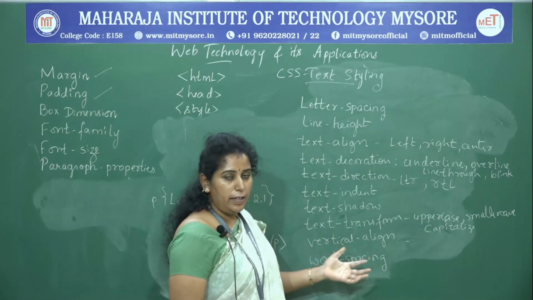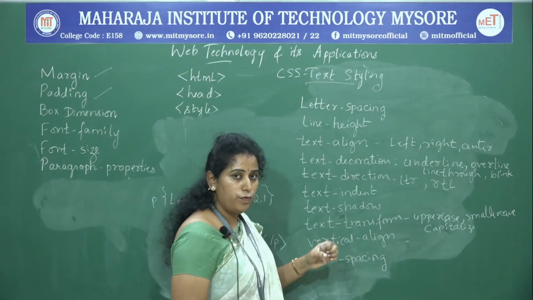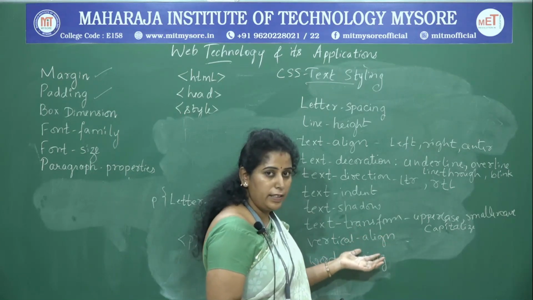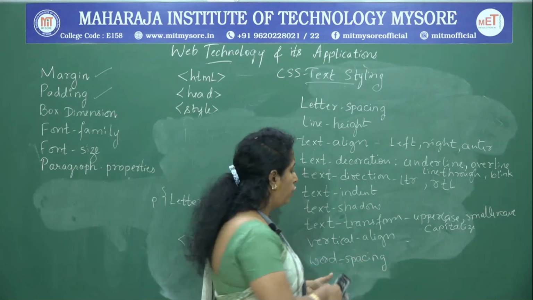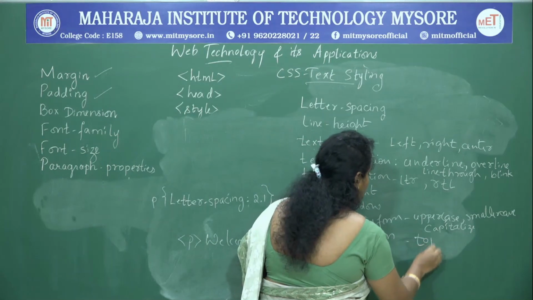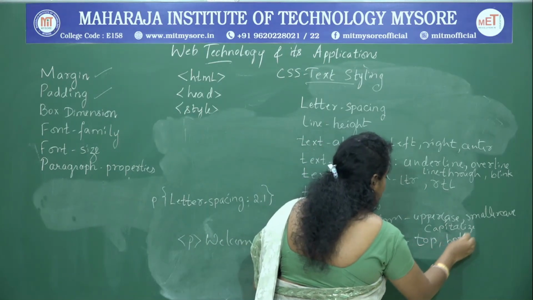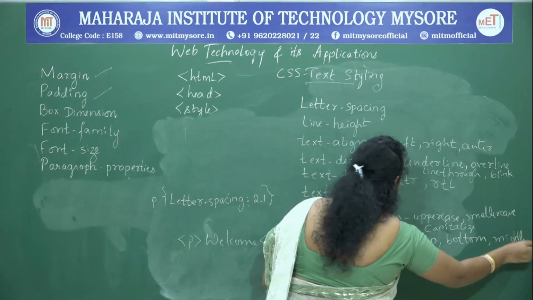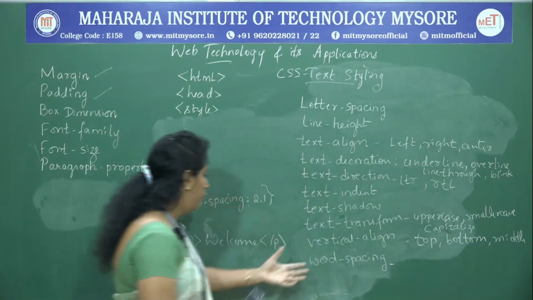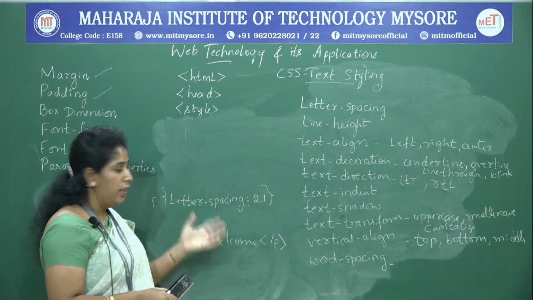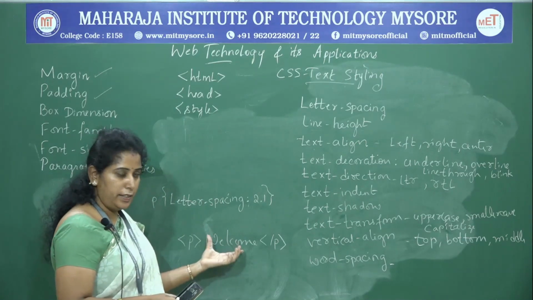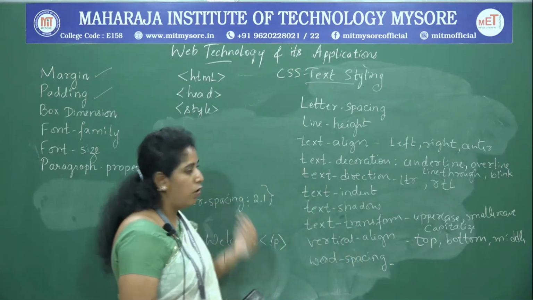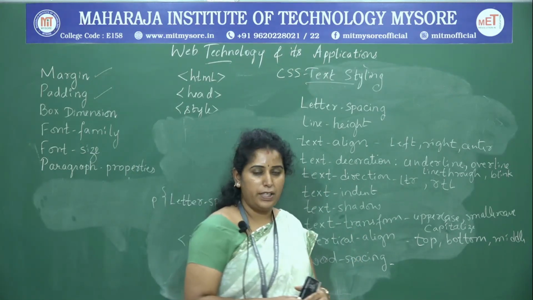Next, vertical alignment, which is used to align the text vertically by using the values top, bottom and middle. Then word spacing, which is similar to letter spacing. Letter spacing is spacing the letters, whereas word spacing is used for spacing the words. So this is all about paragraph properties.